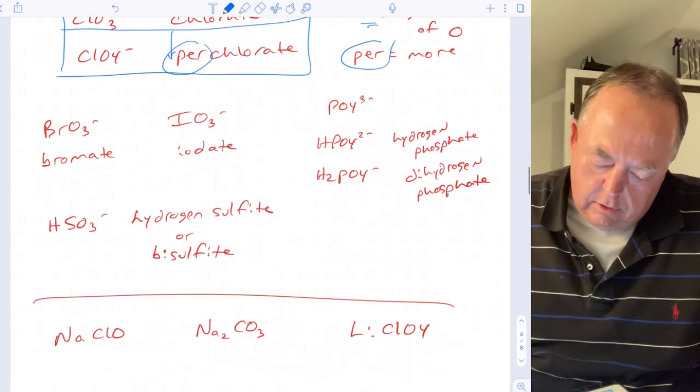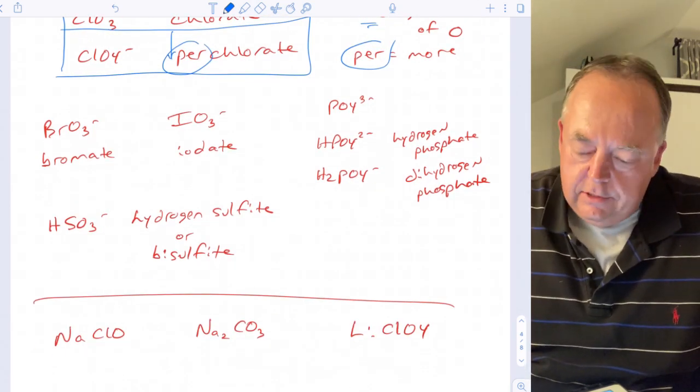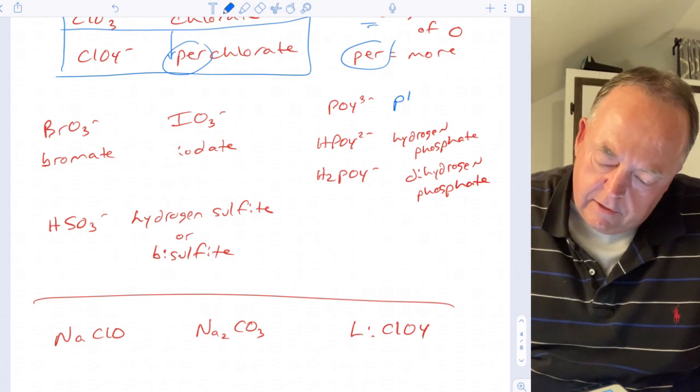Okay, so lots of polyatomic ions to memorize. So this is phosphate.